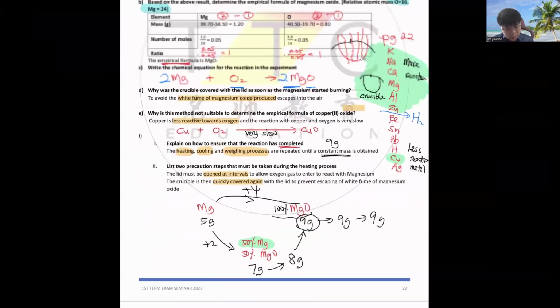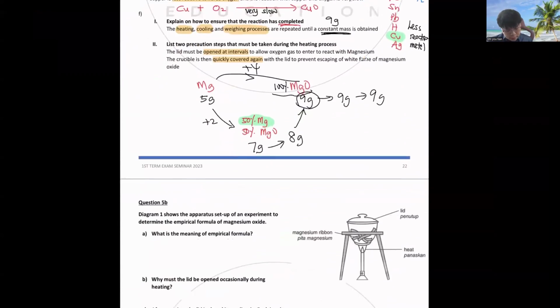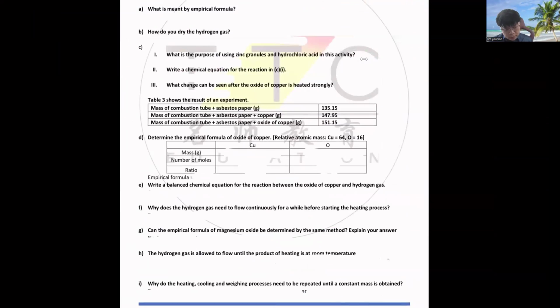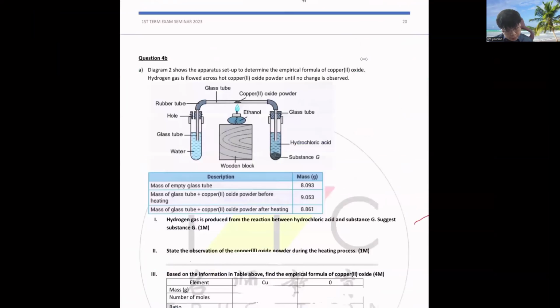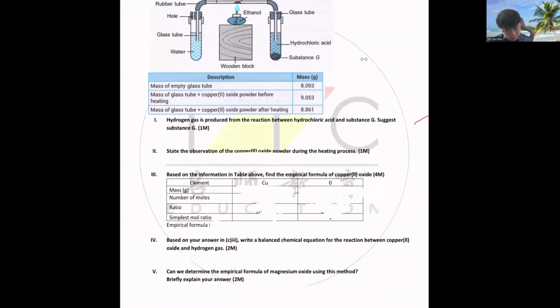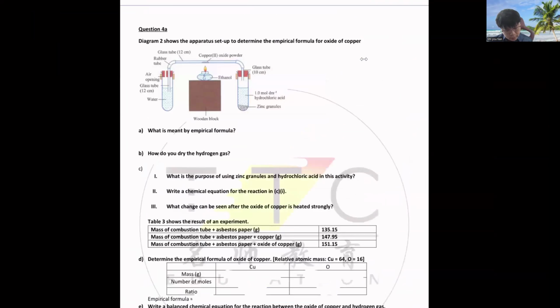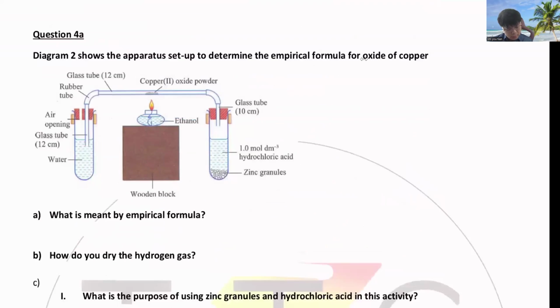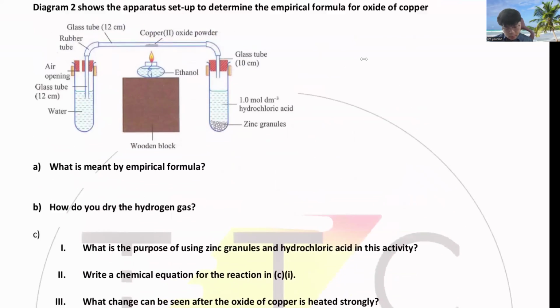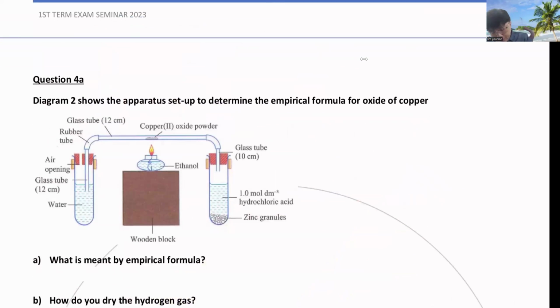Yeah, so now we move on to the second type of question. Let me choose. Maybe you can take this part. Page, okay, page 20.